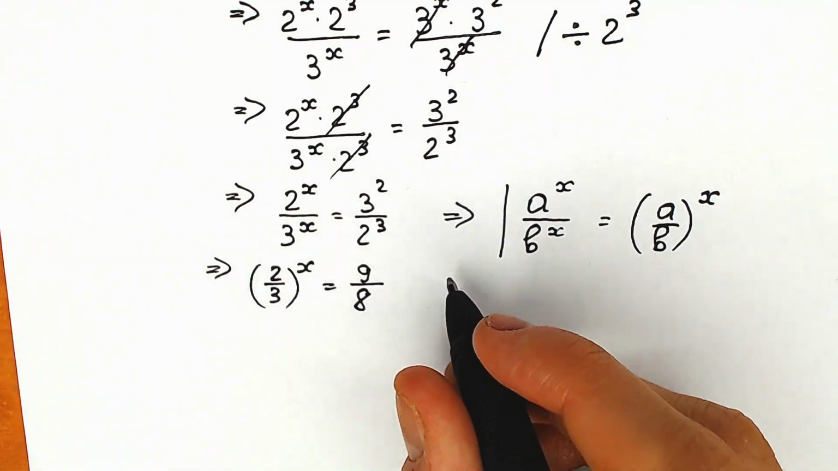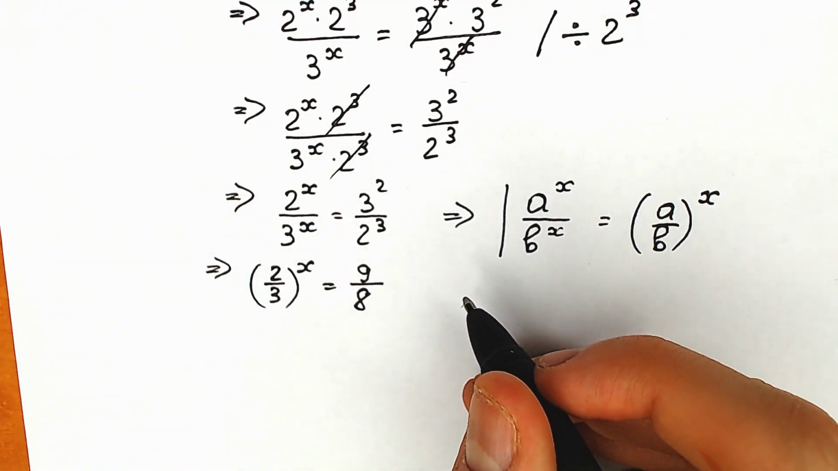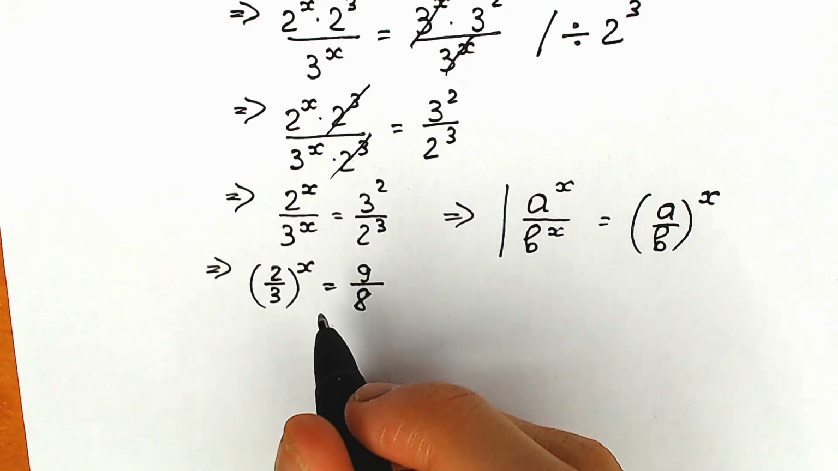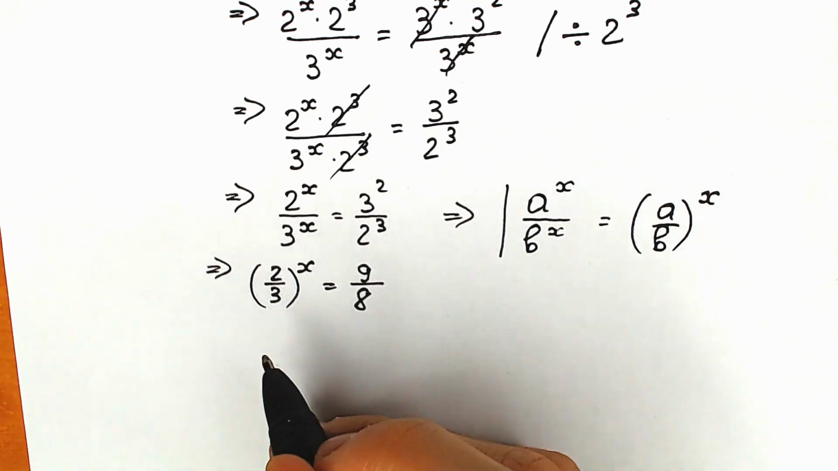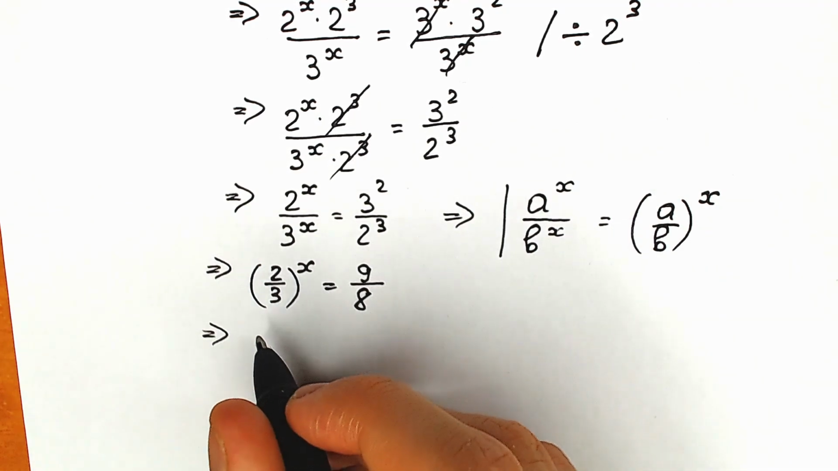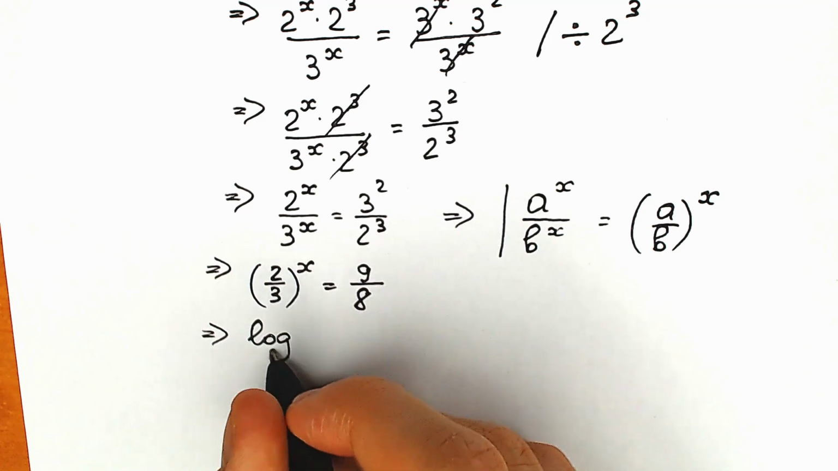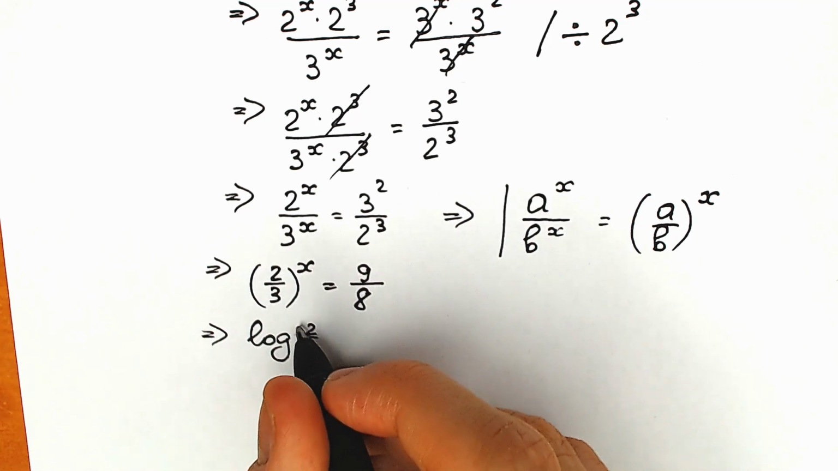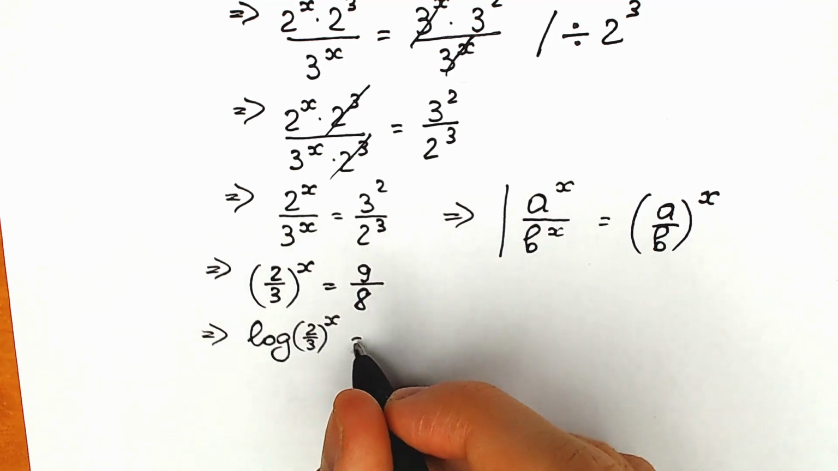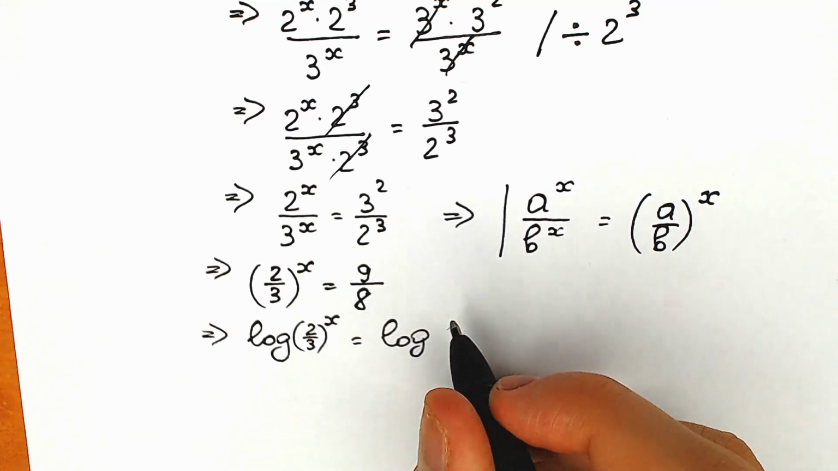Right now, a really tricky approach, because we're gonna apply log on both sides. Let's do this right now. So we have log 2/3, and right here we have x, equal to log, right here, 9 over 8.